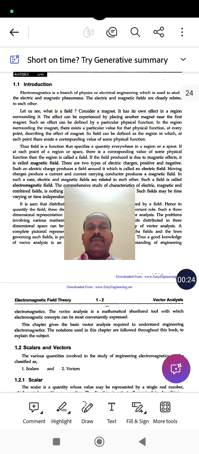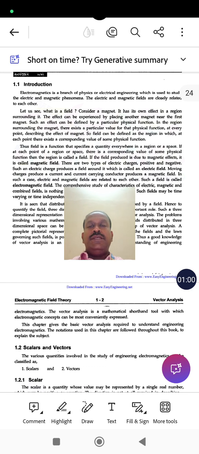If you consider a magnet, it has its own effect in the region surrounding it. The effect can be experienced by placing another magnet near the first magnet. Such an effect can be defined by a particular physical function. In the region surrounding the magnet, there exists a particular value of a physical function at every point, describing the effect of the magnet. So the field can be defined as the region in which at each point there exists a corresponding value of some physical function.